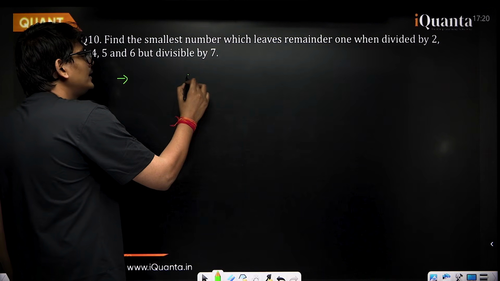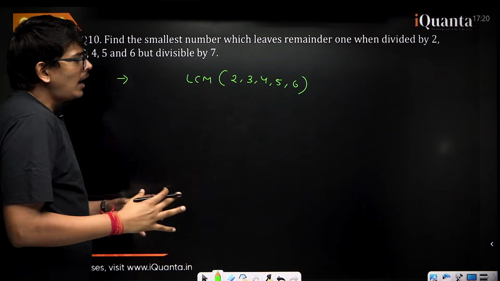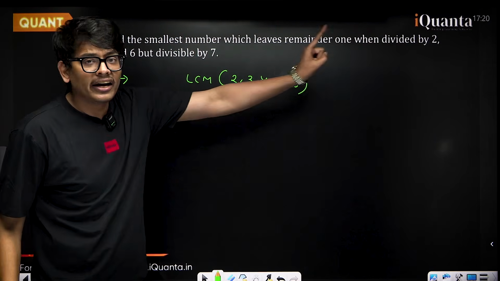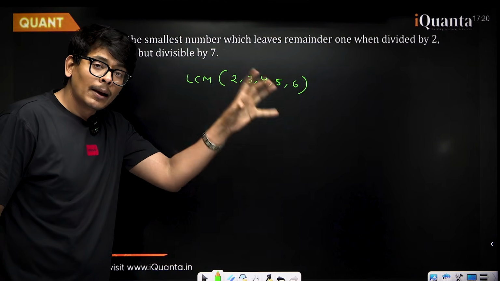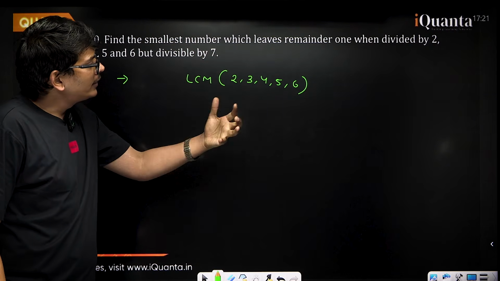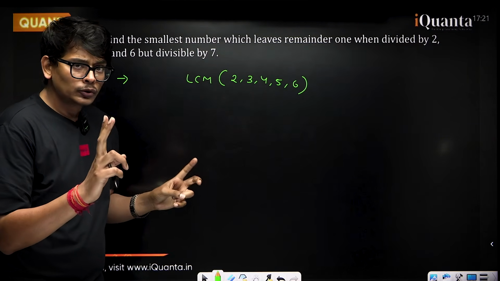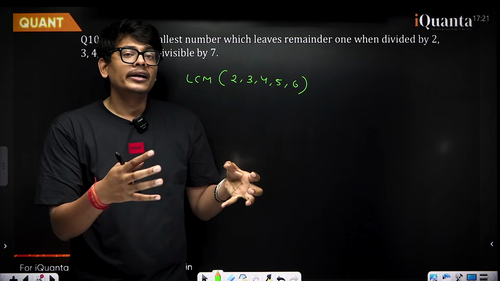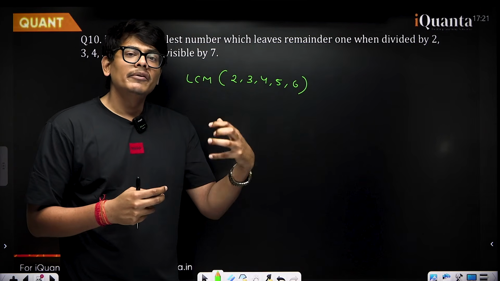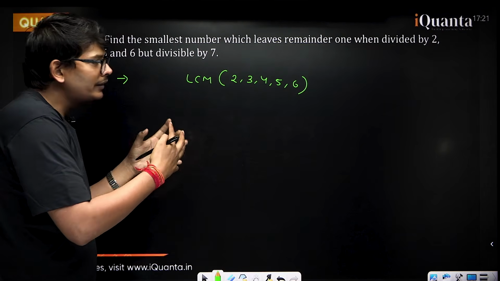So first step is LCM. LCM of 2, 3, 4, 5, 6. Now let's understand the meaning of this question first. You have to find a number which leaves remainder 1 when divided by 2, 3, 4, 5, 6, and this number is a multiple of 7 also. So this is not one simple question. There are 2 types of questions which were made into one question. Those 2 questions were, first, a number which leaves remainder 1 when divided by 2, 3, 4, 5, 6. And second, a number which is a multiple of 7. Now the question creator has mixed these 2 questions. So you have to solve them individually.